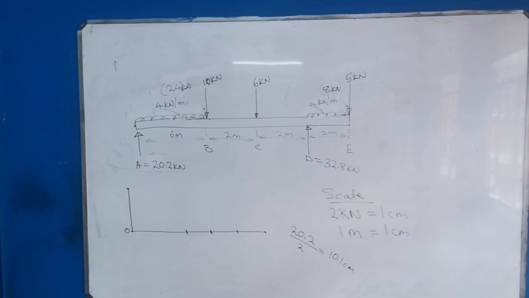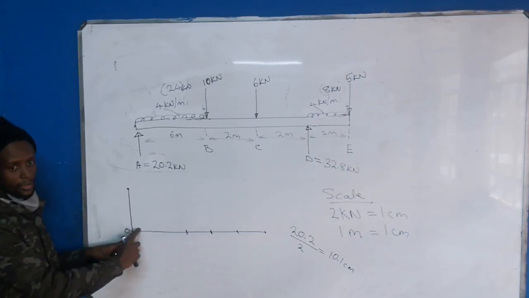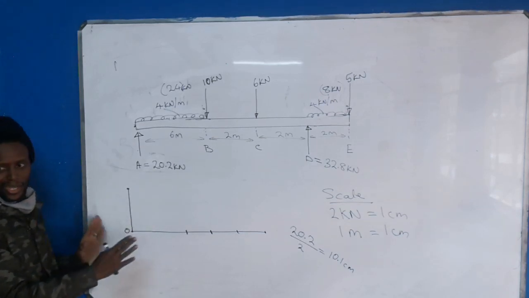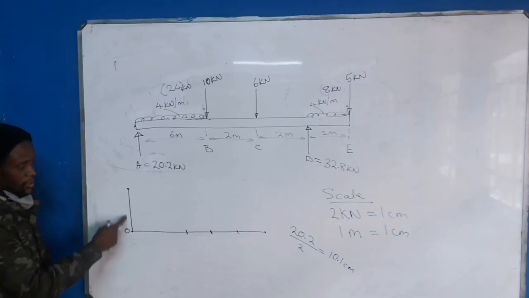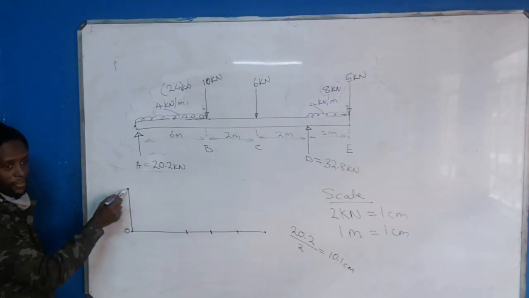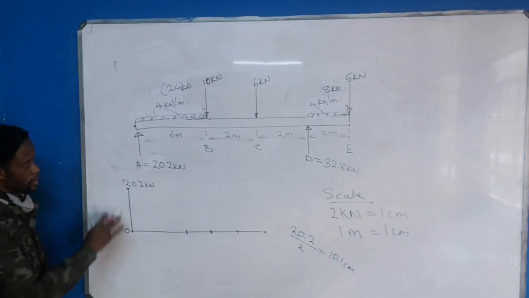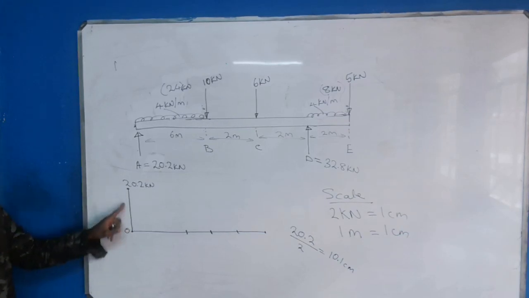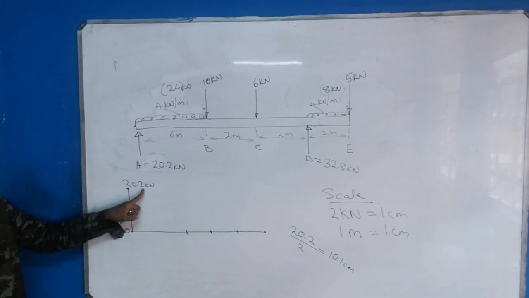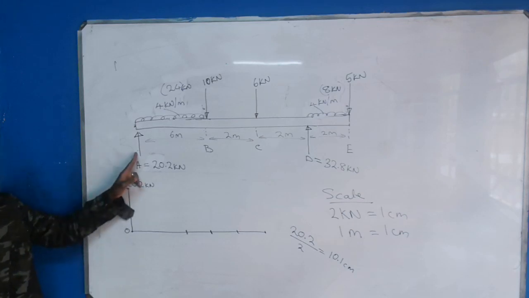10.1 centimeters. Try to be as accurate as possible. This line and your horizontal line should be at 90 degrees. It shouldn't be slanting this side or that side. Try as much as possible to make it 90 degrees. You don't write your 10.1 there, no. What you write is the value of that point, which is 20.2 kilonewtons. The 10.1 was just for us to draw, but what we have represented is the 20.2. Okay, so we are done with A.